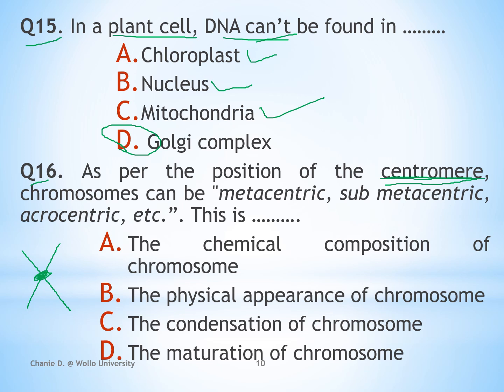The position of the centromere is different in different chromosome types. Based on this crossover, the chromosome may be metacentric if the P and Q arms are equal. That means the centromere is at the equal position of the sister chromatids. Submetacentric if the arms are unequal. In general, it shows a physical variability of the chromosomes. It may be in the middle, or near the end, and it may also be off-center. So the position of this centromere gives a different appearance of the chromosome. That appearance is the physical appearance. So the correct answer for question number 16 is the physical appearance of a chromosome. Choice B is correct for question number 16.